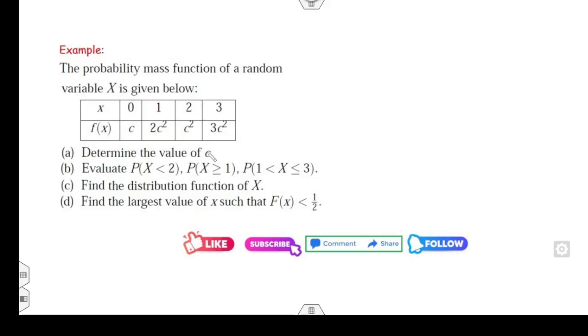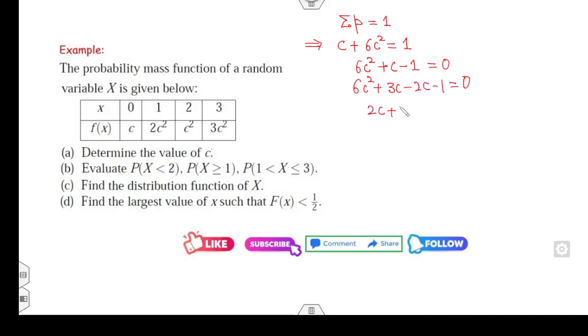The probability mass function is given. Find the value of C. You can write the sum of the probabilities as 1. So if you add them, it's C plus 6C square is equal to 1. You can factor them: 6C square plus C minus 1 is equal to 0. So 3C and 2C are the factors, which gives you 2C plus 1 and 3C minus 1. So C is equal to minus half and C is equal to 1 over 3.